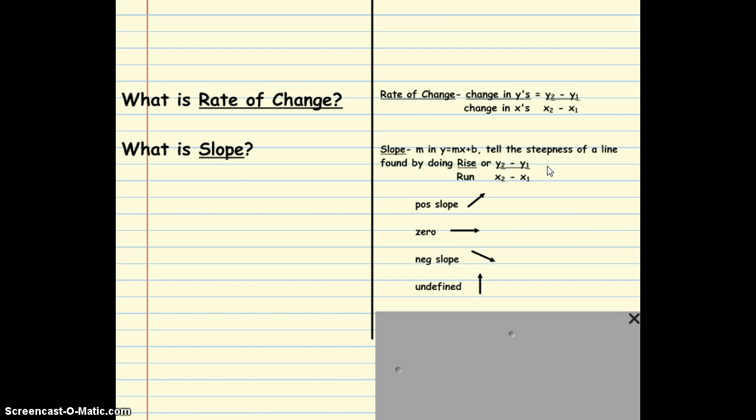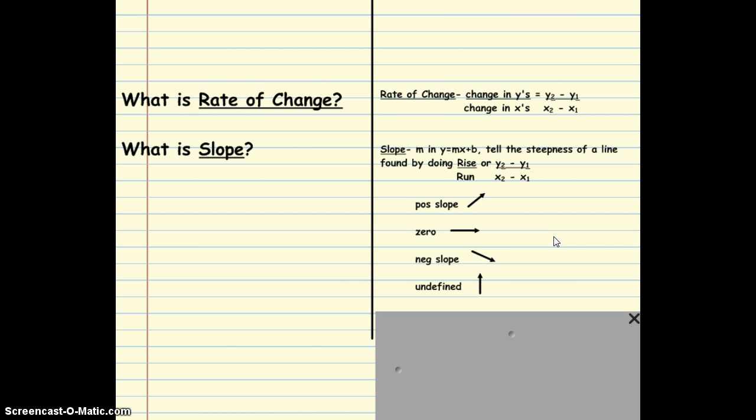And I tend to try to remember these as rise and my y's go together, and run and my x's go across. You run across just like an x. Rise and y's. Alright, what does slope look like?